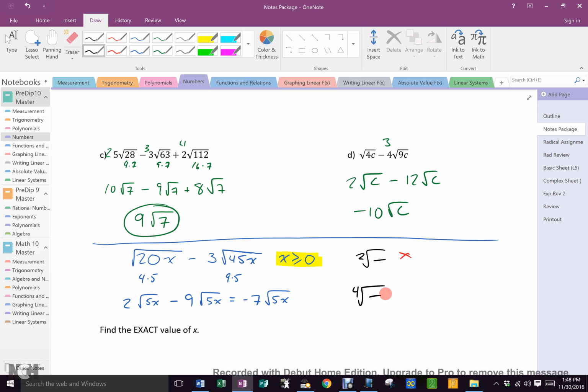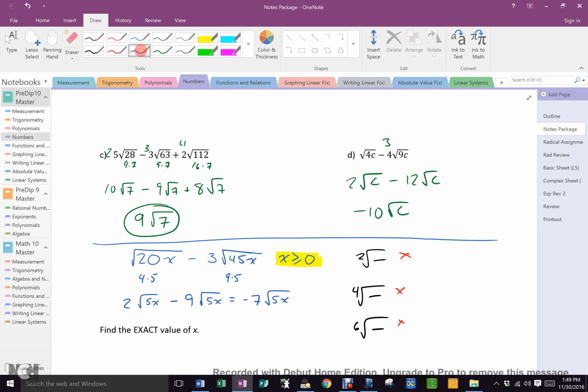No. Because as soon as you do negative, negative, negative, negative, you're back to positive, aren't you? So that's not allowed. So let me ask you this. What about the 6th root of a negative? Is that allowed? So what's the pattern? Even numbered roots can't have a negative.